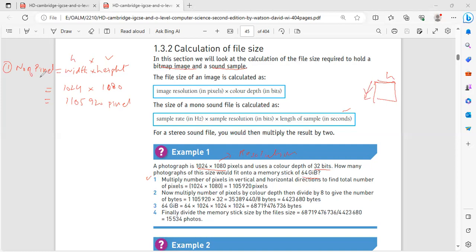So they have given you a photograph of 1024 by 1080 pixels. The first step: calculate the number of pixels. As in the example, multiply the number of pixels in vertical and horizontal direction to find the total number of pixels. Width multiplied by height, or we can use the formula horizontal into vertical. Okay, this step is clear. You just have to multiply the number of pixels. That's it.